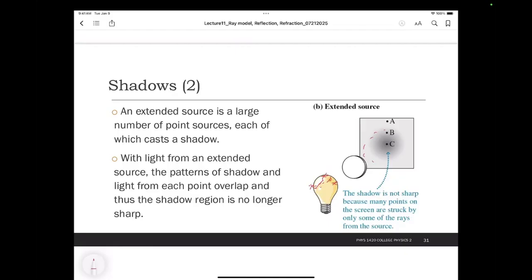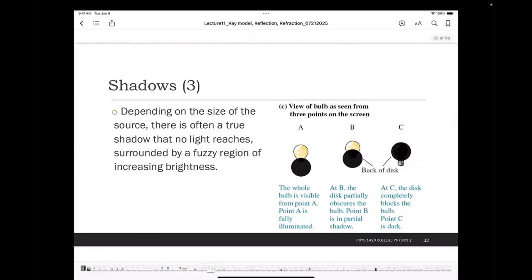Depending on the size of the source, there is often a true shadow that no light reaches, surrounded by a fuzzy region of increasing brightness. You can see here.